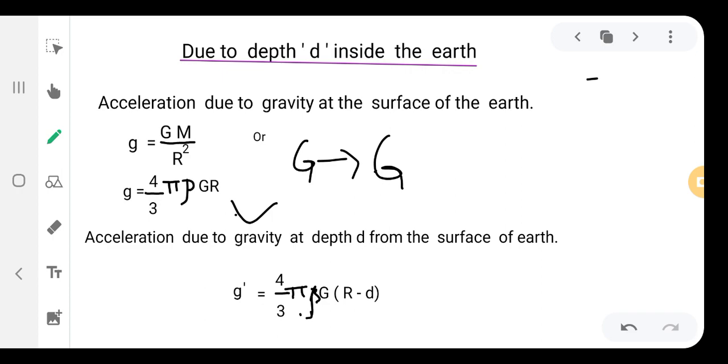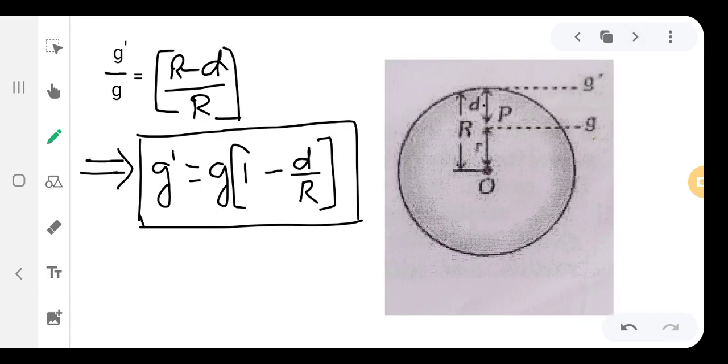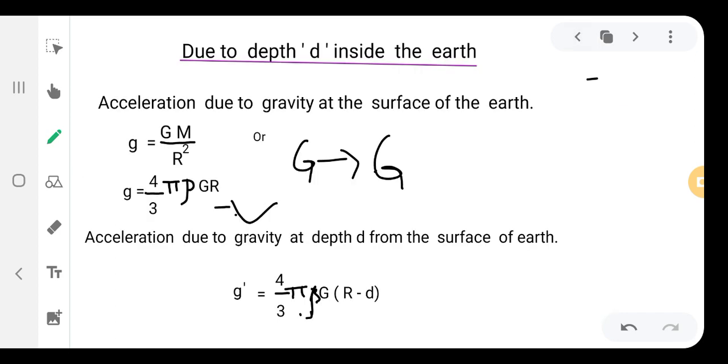Then the acceleration due to gravity at the depth d from the surface of the earth is given by, for the depth we have to subtract, R minus d. In the figure you can see a point P inside the earth, which is at a distance d from the surface of the earth. Therefore g dash equals 4 by 3 pi rho, where rho is the density of the earth, G into R minus d. This is the acceleration due to gravity at the depth d from the surface of the earth.